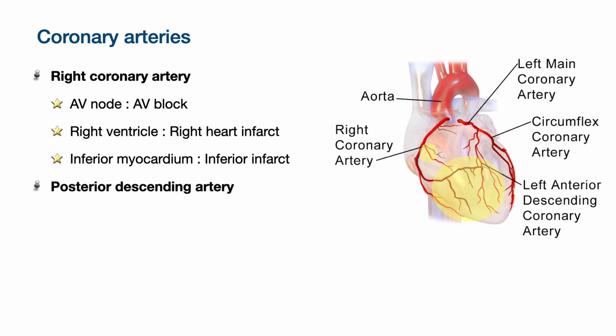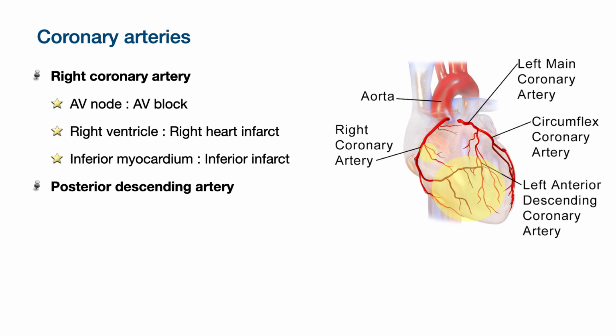Posterior descending artery. It is a branch of the right coronary artery in 85% of people. In the remaining population, it is a branch of the circumflex artery. The concept of coronary dominance refers to which coronary artery supplies the posterior descending coronary artery. 85% of patients have a dominant right coronary artery and 15% of patients have a left dominant circumflex artery.